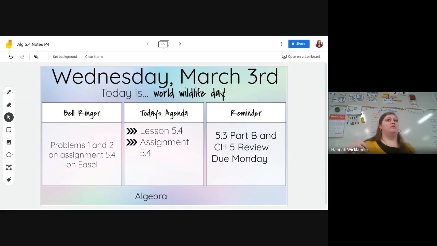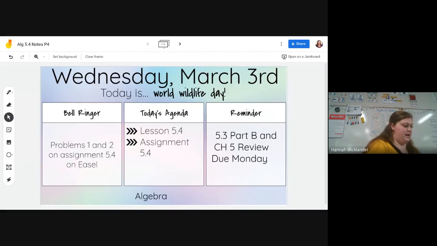And you're welcome to open up the Easel activity, which is lesson 5.4 in Google Classroom, and go along with me on the notes. And then there's 2 pages at the end of it that will be the homework problems. So you can go ahead and open it if you want to follow along and take your own notes, or you can just sit back and watch me take the notes.